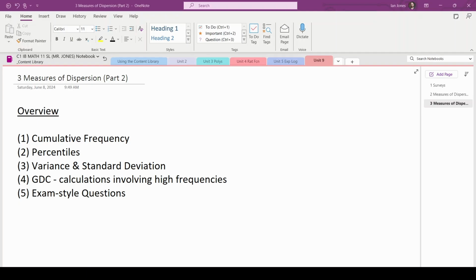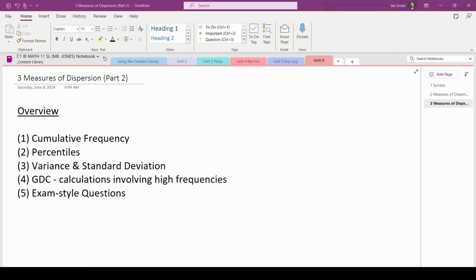In this video, we're going to extend our understanding of measures of dispersion, ways to talk about how spread out our data is, by looking at cumulative frequency. Then we're going to look at percentiles, then variance and standard deviation, very, very popular. Well, all of these are popular.